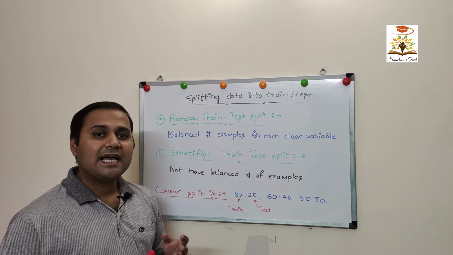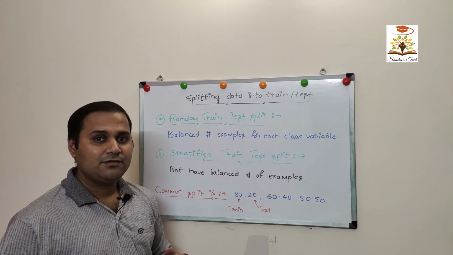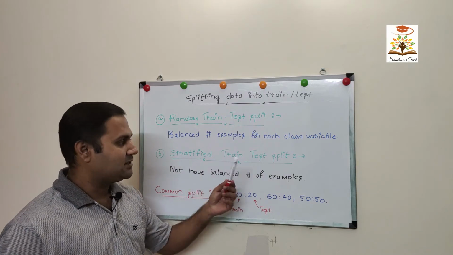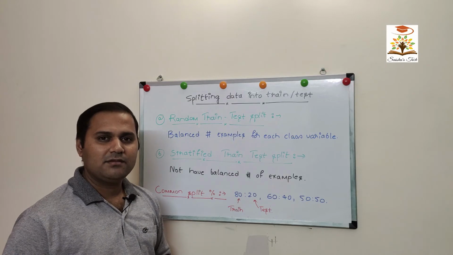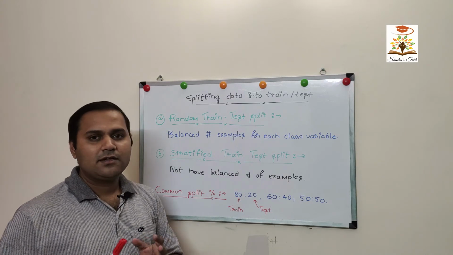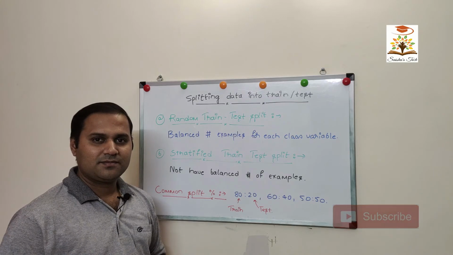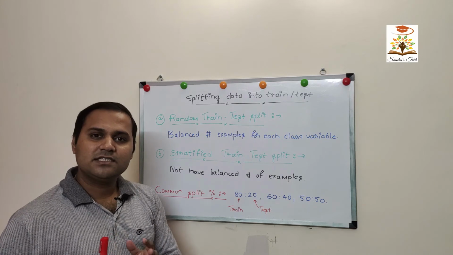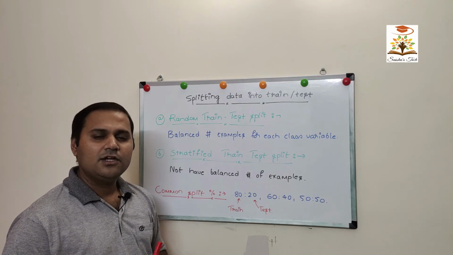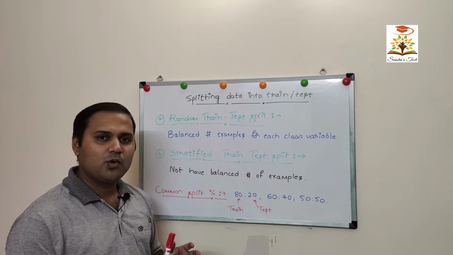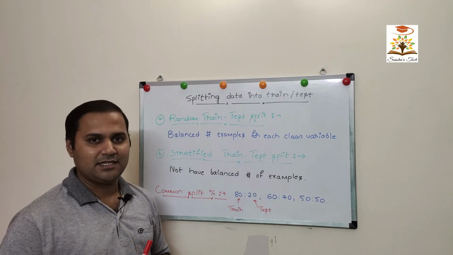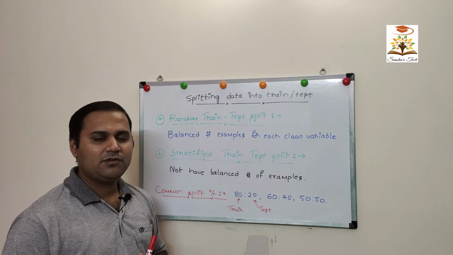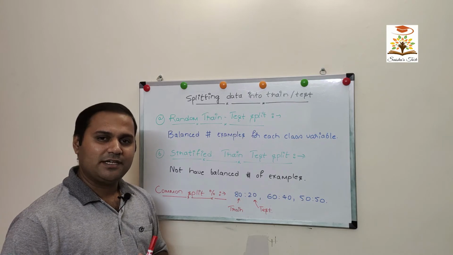If your class variable is not balanced with the number of examples, then you will go ahead with stratified train test split. For example, if you have cold and not cold conditions, here if cold conditions are 60% and not cold conditions are 40%, then you want to replicate a similar approach in your train data and your test data. That time you would require stratified type of test train split.